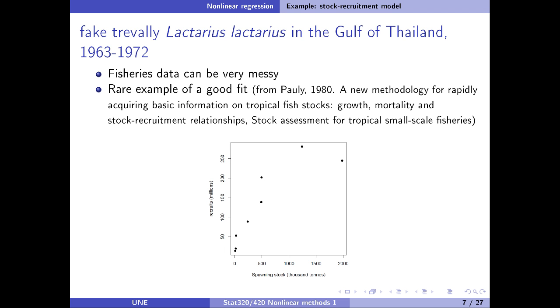So here's some data from fake trevally, Lactarius, in the Gulf of Thailand. The data comes from 1963 to 1972. This is kind of a classic data set. It's also one where the Ricker curve fits pretty well, so it's not always the case with fisheries data. So we're starting with this data where we've got spawning stock measured in thousands of tons versus recruits measured in millions.